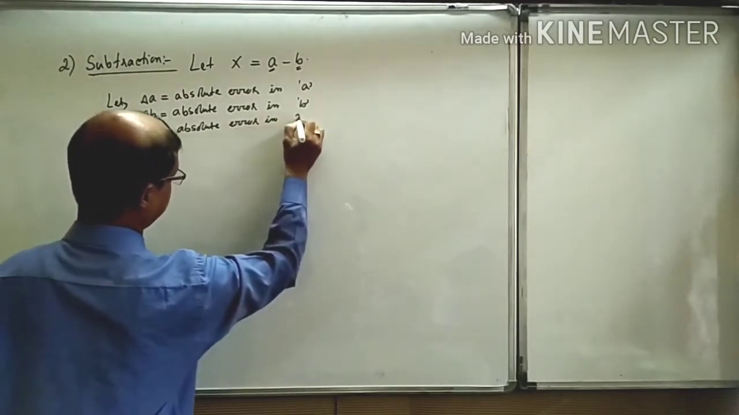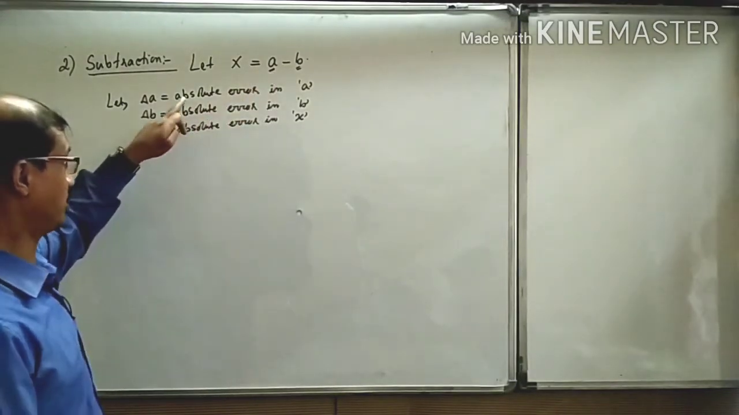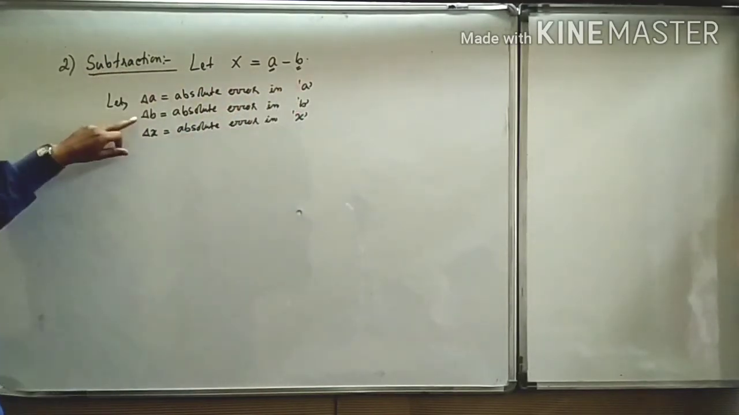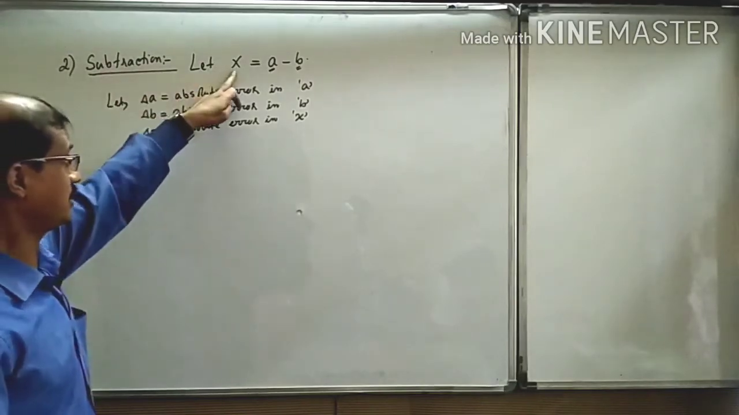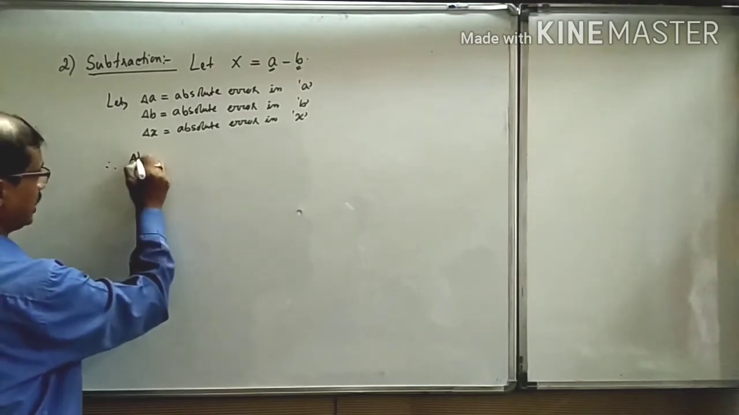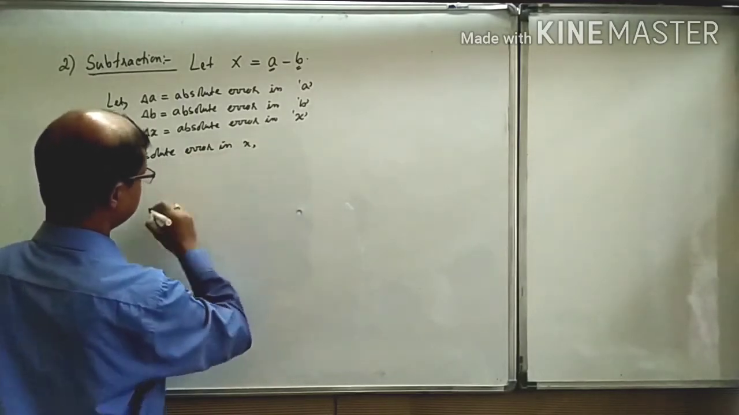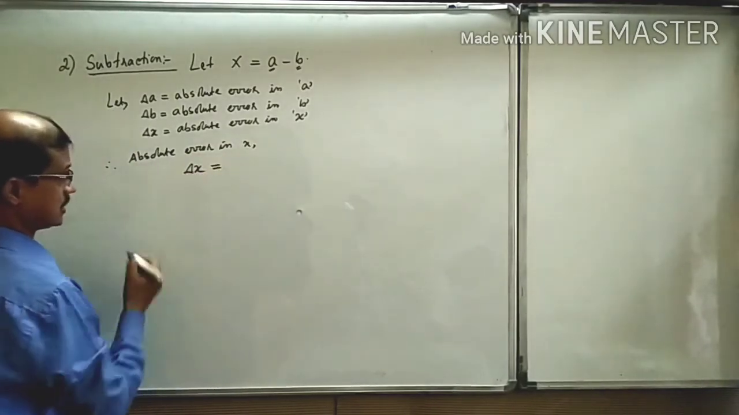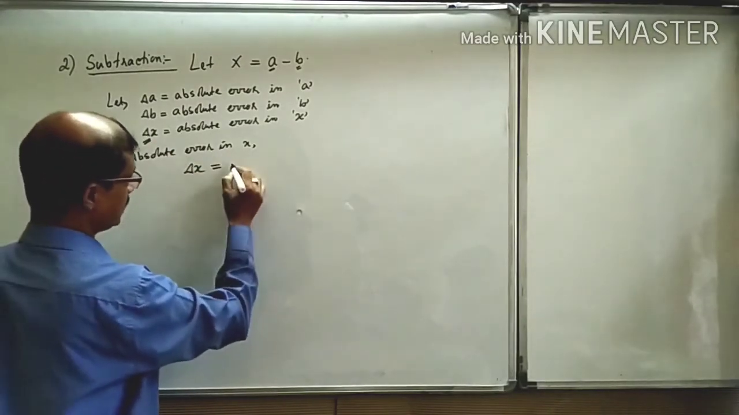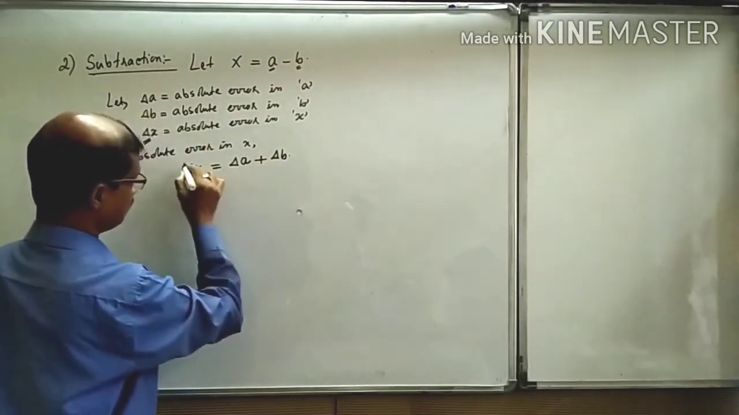Here we assume that the absolute error is del a when we measure a, and the absolute error is del b when we measure b. So now the absolute error in x can be written as del x equals the sum of the absolute error in A and the absolute error in B.